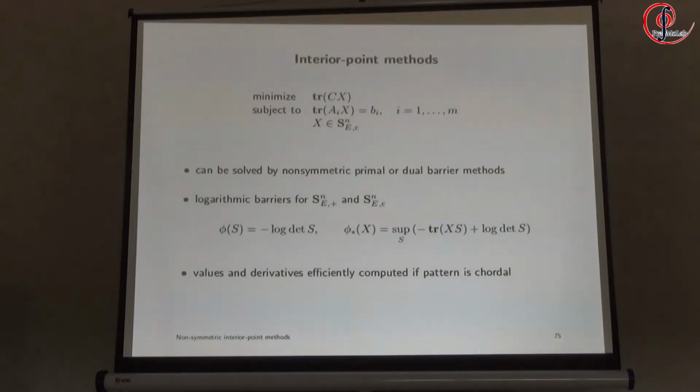And we have to be able to evaluate these barrier functions for the two cones, the primal or dual, and their gradient and Hessian. If you can do that efficiently, then you can implement a barrier method for this problem. So that's what we saw in the previous part. If the pattern is chordal, and that's why chordal patterns are useful, we've seen that you can evaluate all these quantities very efficiently, the barrier functions and their gradient and Hessian. For a general pattern, it might be difficult.